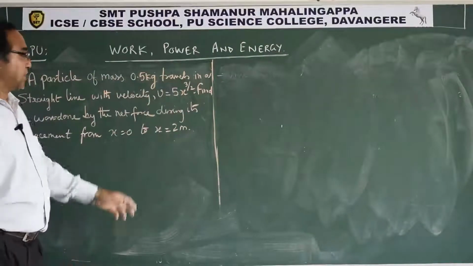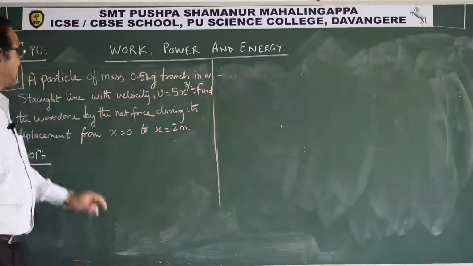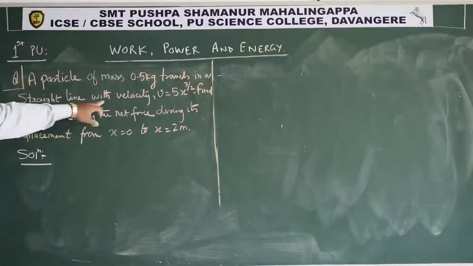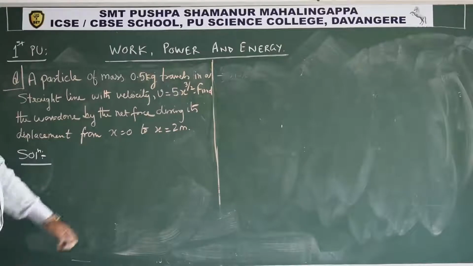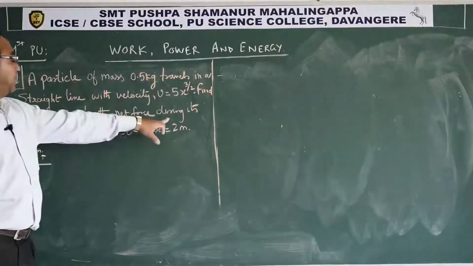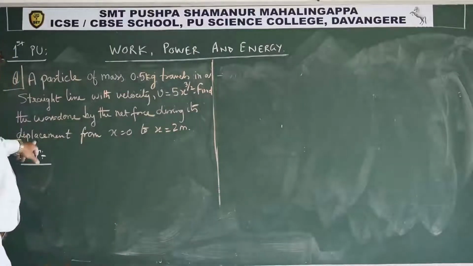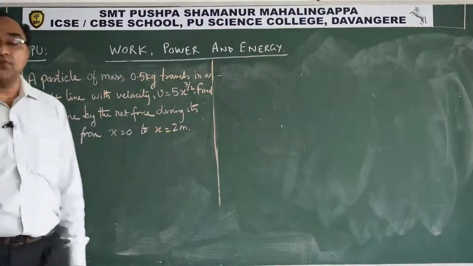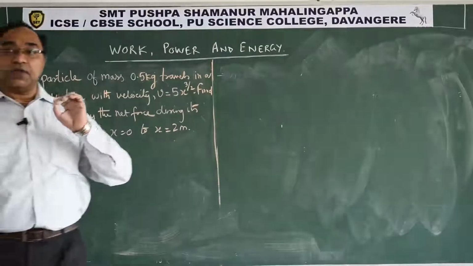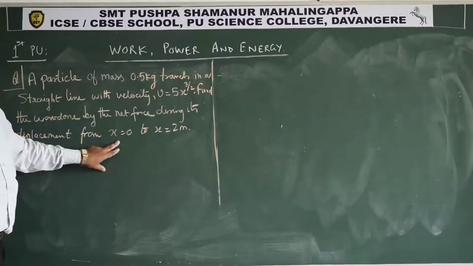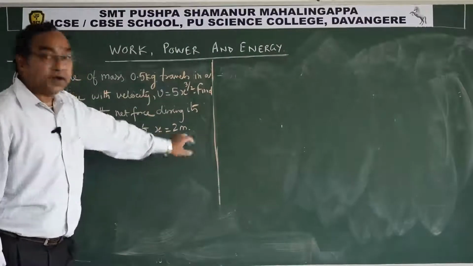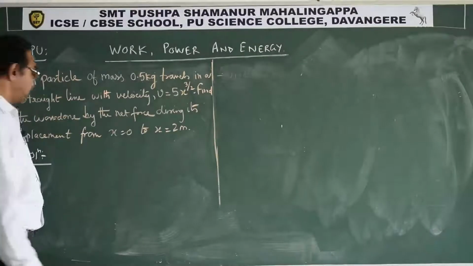Well, students, let us try this question. This is a very conceptual question. A particle of mass 0.5 kg travels in a straight line with velocity v given as 5x power 3 by 2. Find the work done by the net force during its displacement from x is 0 to x is 2 meters. See, here this question is based on the concept of variable force. See, v depends on x, and here also displacement is given, x is 0 to x is 2.